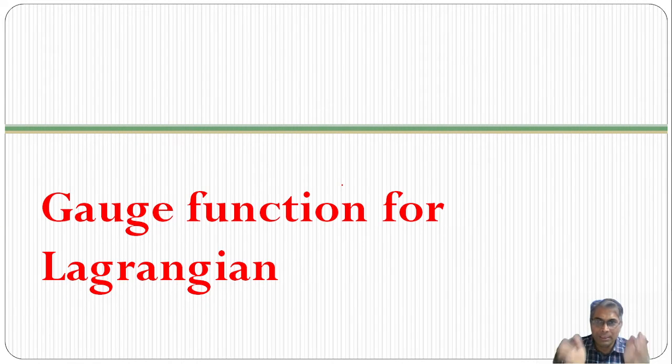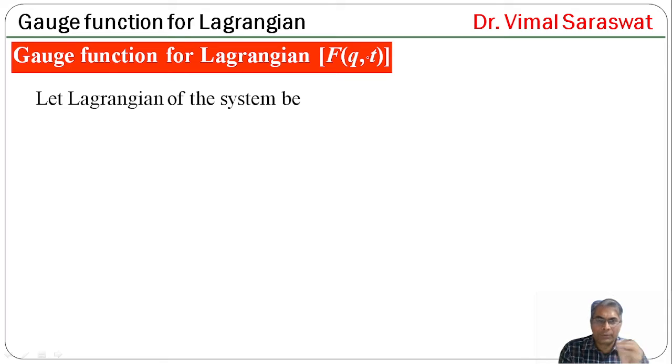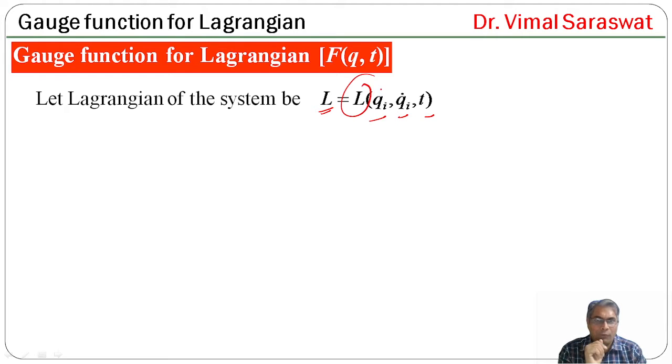So first of all, the gauge function for the Lagrangian. The gauge function is represented by f, and this f is a function of coordinate and time. So f is a function of q and t. Let the Lagrangian of the system be L, and L is a function of q_i, q_i dot and t. It means L is a function of coordinate, velocity and time. Coordinate means position. So L is a function of position, velocity and time.